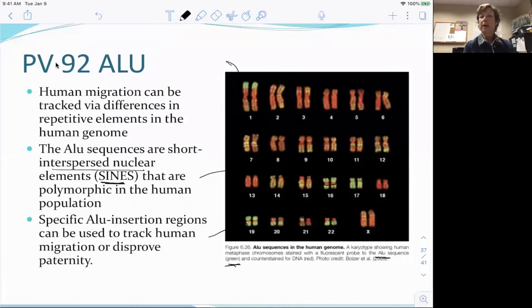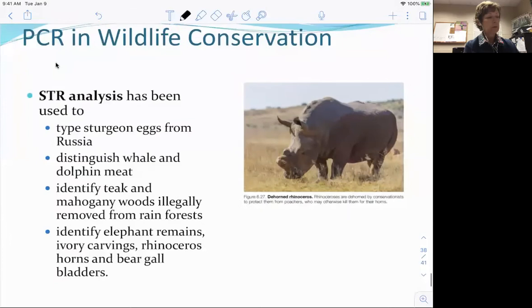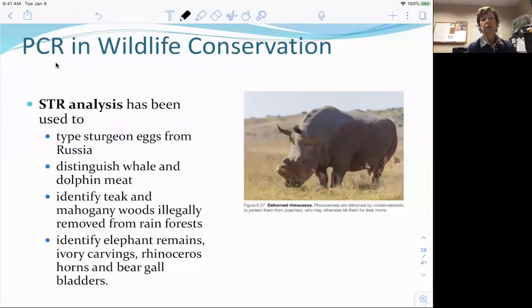And so you can compare these Alu insertions in different human populations or ethnic groups throughout the world. And again, look at migration, look at paternity, look at relationships, and so forth. And finally, we use PCR in wildlife conservation. You can use the same short tandem repeats to identify different animals. So you could apply it to even just eggs.